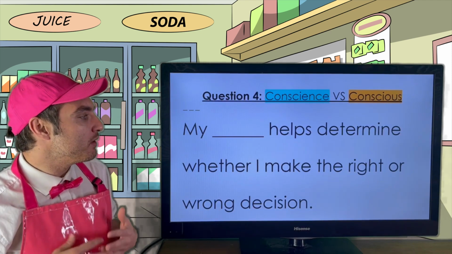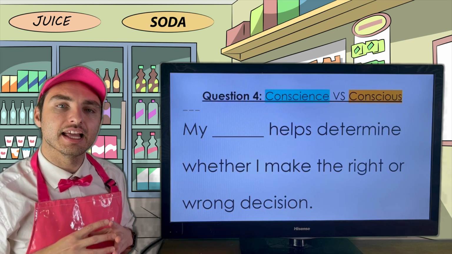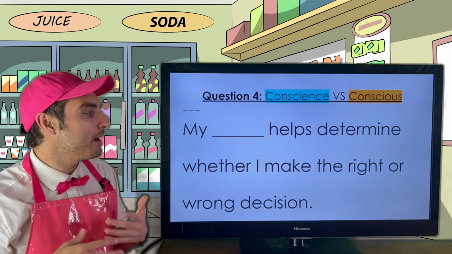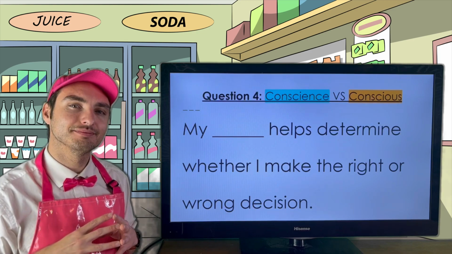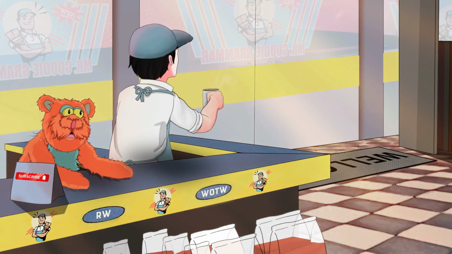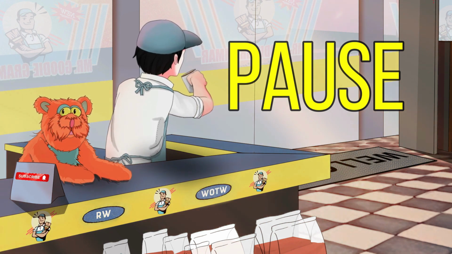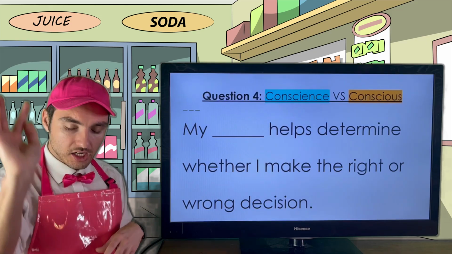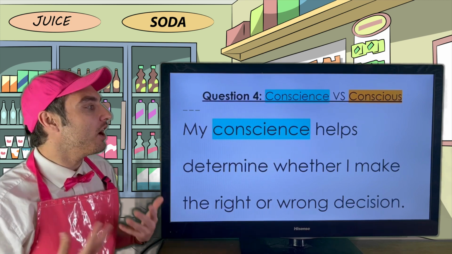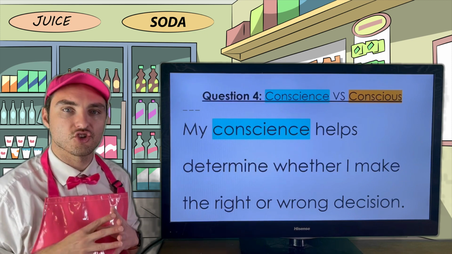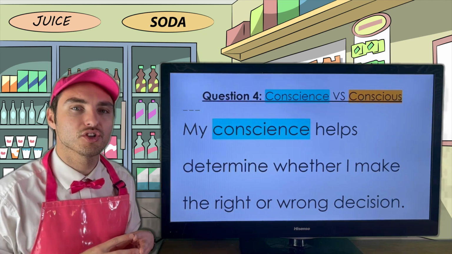My blank helps determine whether I make the right or wrong decision. What are we going to fill this in with? Take a second. Okay, here's the answer. The answer is conscience. My conscience helps determine whether I make the right or wrong decision. My moral compass of sorts. So, conscience is the correct word to use in this case.